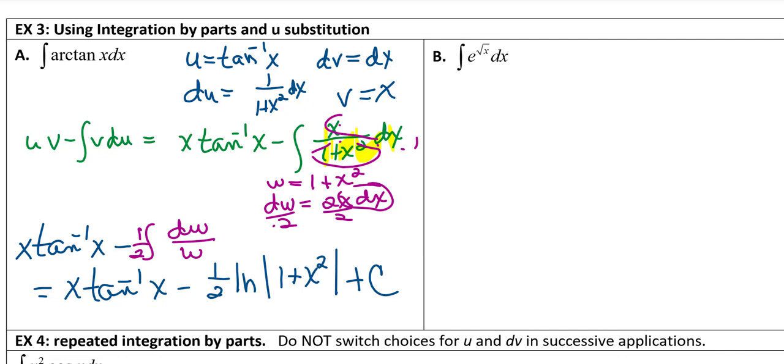So sometimes you might have to do that in the middle. Now, for letter B, there's a little trick to this one. And what that trick is, you just might want to rewrite it to begin with. So what you want to see is that you have the square root of x in the exponent of e.